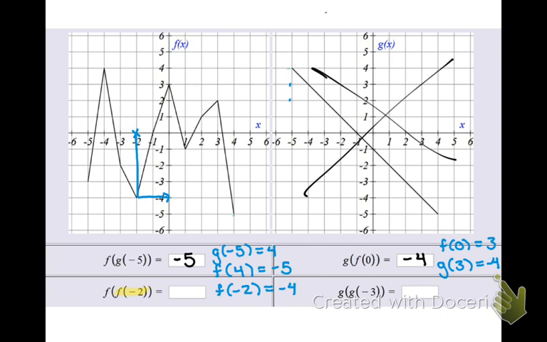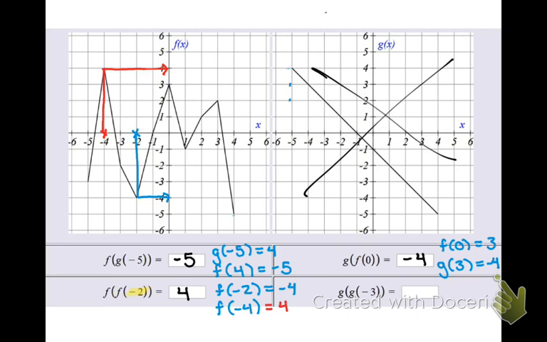Now I need to take that -4 and I'm going to plug it into f of x. So I'll do this one in a different color. Let's do this one in red. Now I'm going to go to an x value of -4, still on my f of x graph, follow it up, and I find out that it has a corresponding y value of 4. So f of -2 equals +4.